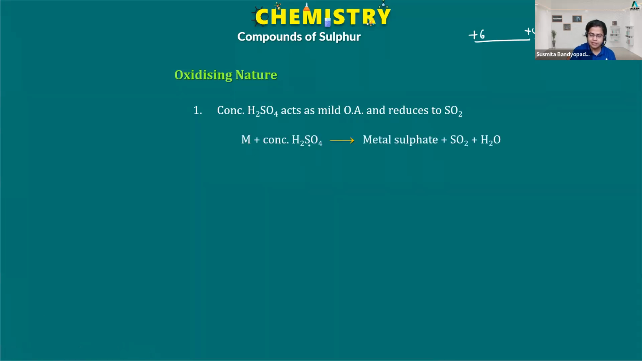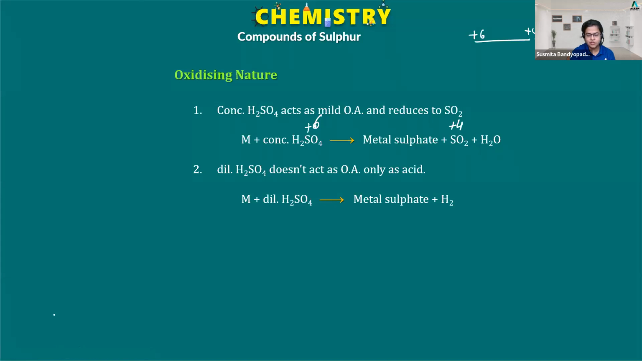So the metal, when it reacts with concentrated H2SO4, produces metal sulfate, SO2 and H2O. The sulfur gets reduced from the +6 state to the +4 state. Dilute acid just acts as an acid. So if you take a metal, take the example of the lab method for manufacture of hydrogen. Take some zinc granules, basically some impure zinc granules, a zinc-copper couple. You treat it with dilute H2SO4.